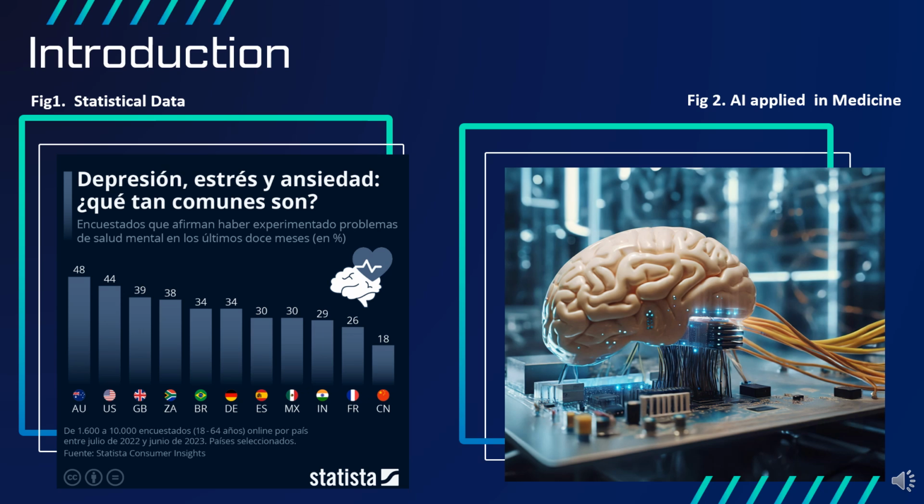That is why, when observing the problems presented in society by depression, it was decided to make use of AI to develop a system that allows us to identify it.